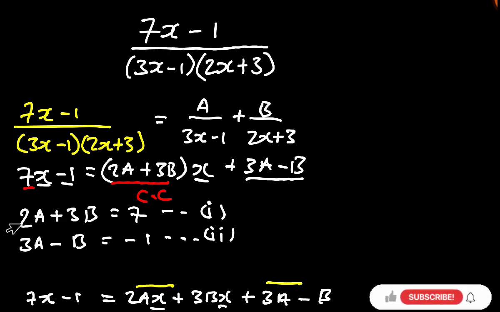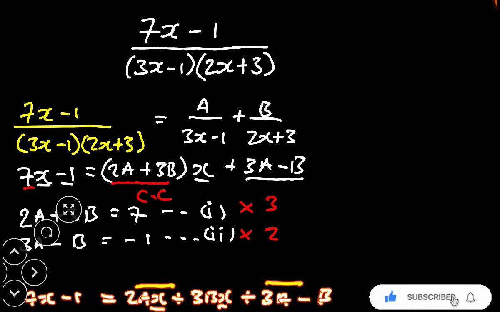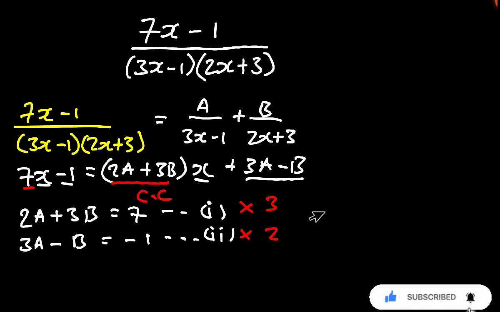method. So we find a way to make this term and this term equal so that we can subtract the two equations and then cancel out a and find b first. So in doing that, let's multiply the first equation by 3 and then multiply the second equation by 2. We're going to have 3 times 2a is equal to 6a, plus 3 times 3b will give us 9b, equal to 3 times 7 will give us 21.